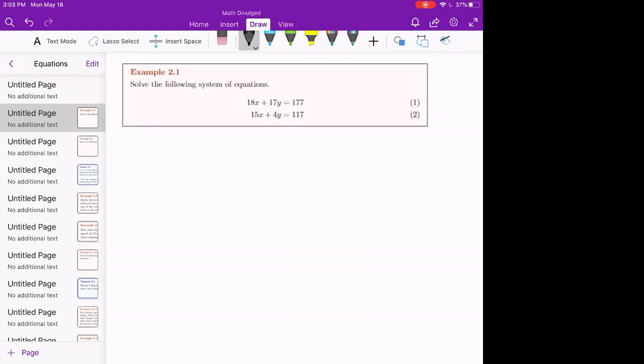So we're going to go ahead and multiply the first equation by 5. This will give us the 90x. This is 885. And then we're going to go ahead and multiply the second equation by 6.